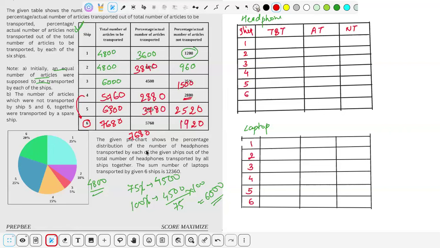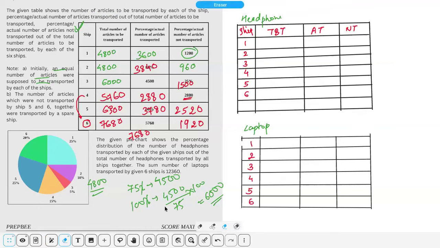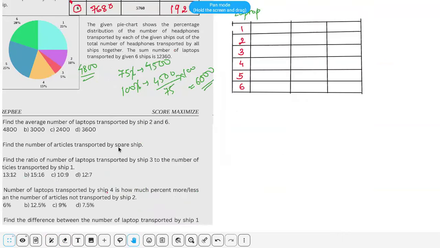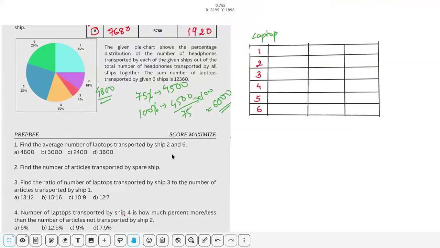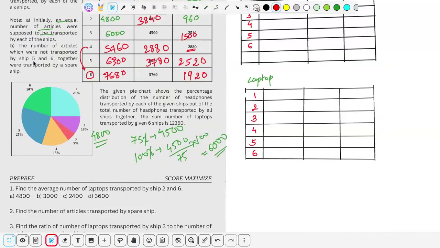This is the value, and I think there was one question related to the same. There was a question like how many articles are transported, something ऐसा कुछ था, and by spare ship. Yes, spare ship. Find number of articles transported by spare ship. स्पेयर शिप कितना ट्रांसपोर्ट करेगा, तो इट इज क्लियरली मेंशनड हियर आर्टिकल विच आर नॉट ट्रांसपोर्टेड बाय फिफ्थ शिप एंड सिक्स्थ शिप, दोस आर गोइंग टू बी ट्रांसपोर्टेड बाय स्पेयर शिप. तो इन दोनों का सम जो है दैट शुड बी आंसर.